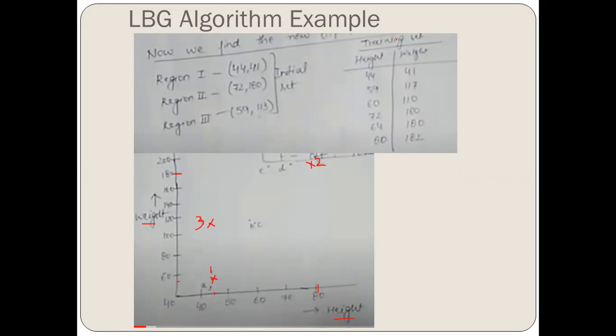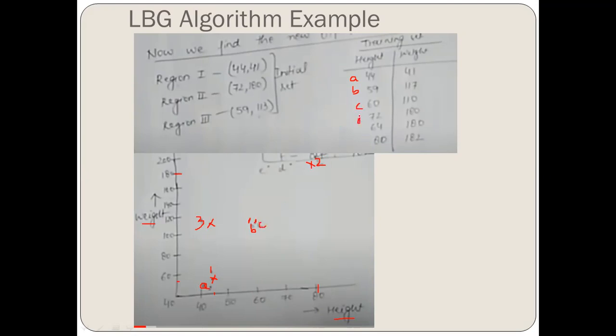Similarly, we have to plot these particular training set values. So for A, we have 44 and 41. For A, it will be somewhere around here, 44 and 41. I know you can easily plot these ones. For B, you have 59 and 117. So 59 will be somewhere here and 117 will be somewhere here. So this is the point for B. Then you have C, 60 and 110. So it will be somewhere here, 60 and 110. So I have given the name C.